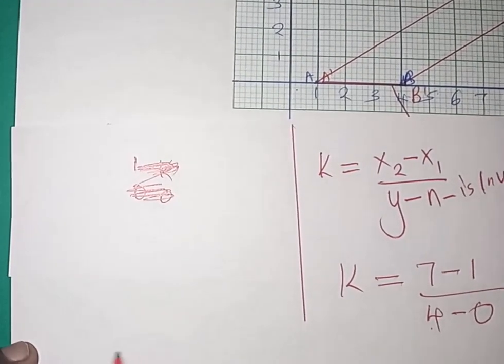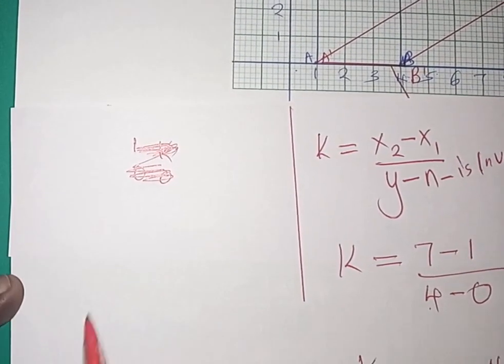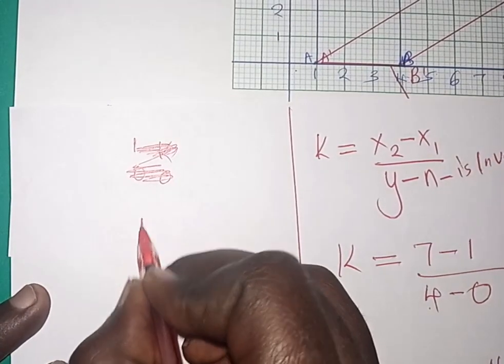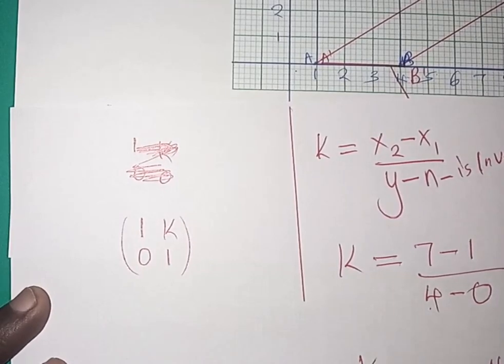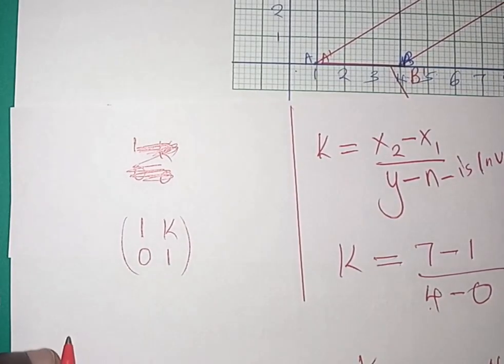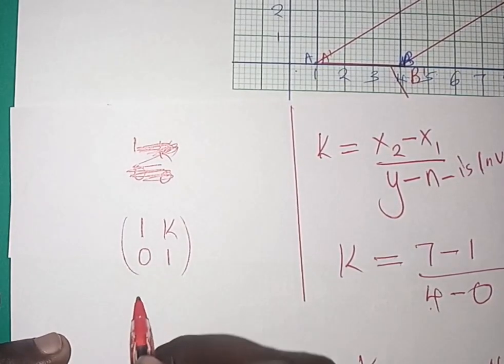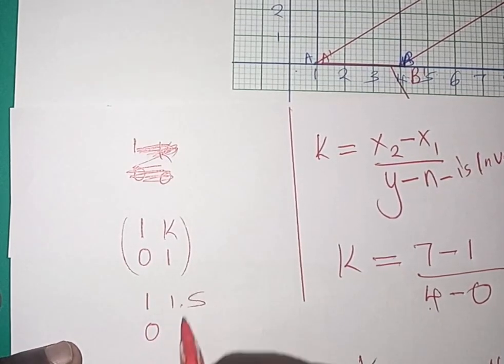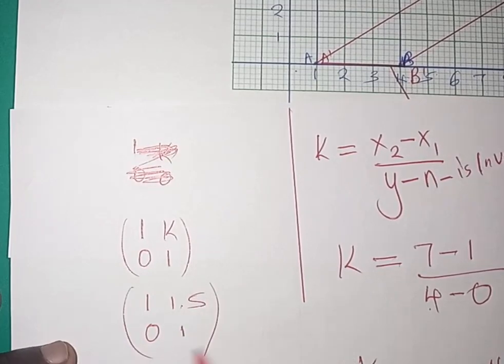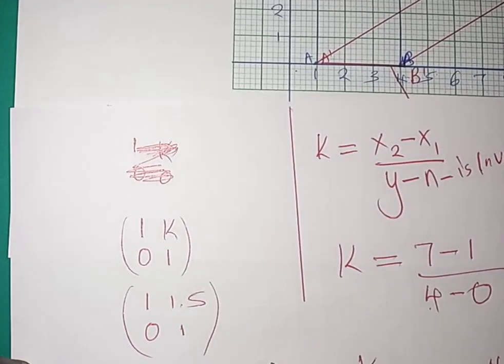The matrix of transformation when the x-axis is the invariant line is given as [1, k; 0, 1]. So substituting the value that we have just got of 1.5, we say that in this case the matrix of transformation is [1, 1.5; 0, 1]. If they had asked us to get the matrix of transformation, that is the case.